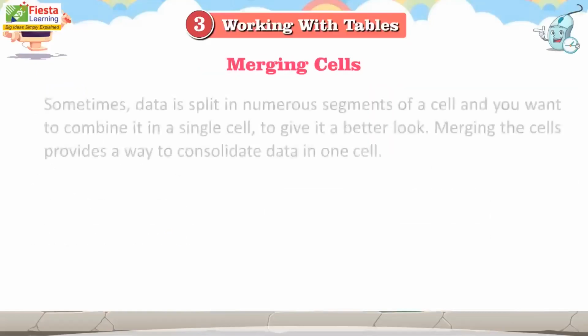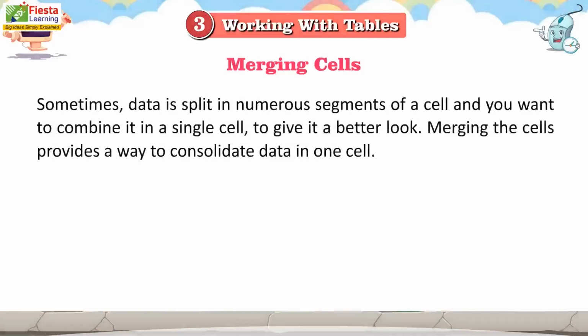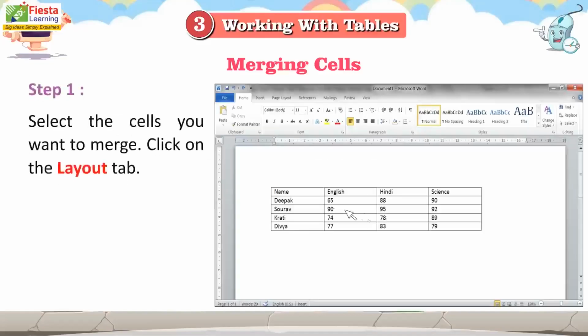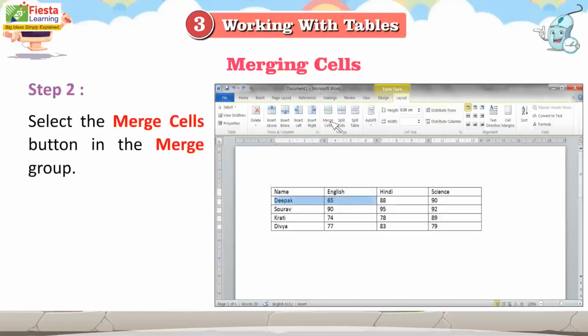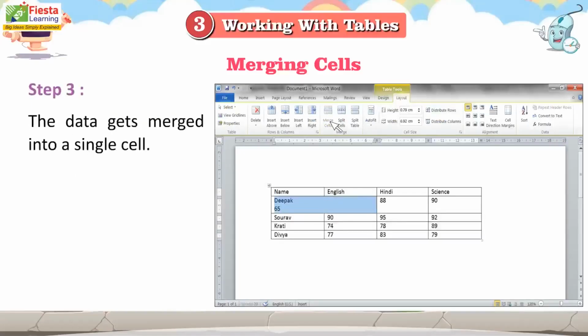Merging cells. Sometimes data is split in numerous segments of a cell and you want to combine it in a single cell. To give it a better look, merging the cells provides a way to consolidate data in one cell. Select the cells you want to merge. Click on the Layout tab. Select the Merge Cells button in the Merge group. The data gets merged into a single cell.